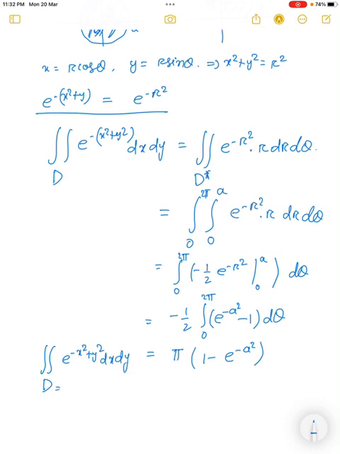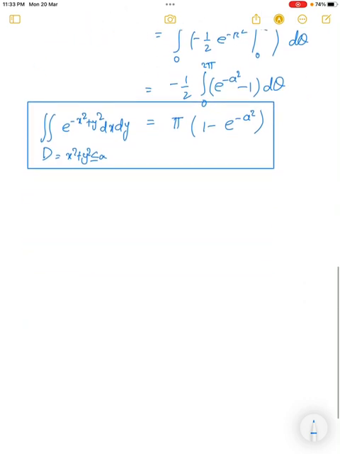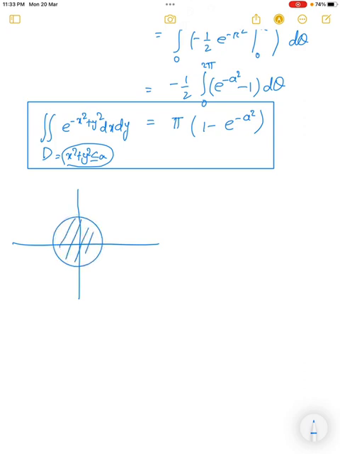Of course this D also can be written as x square plus y square less than or equal to a square. This is the integral. Now let's see, we are integrating this one over this disk. This is the disk, this is a, this length. Now suppose a is tending to infinity. If a is tending to infinity, this D will vary, here also it will vary. So this will be the whole of R2, this region. Then our D will be the whole of R2.